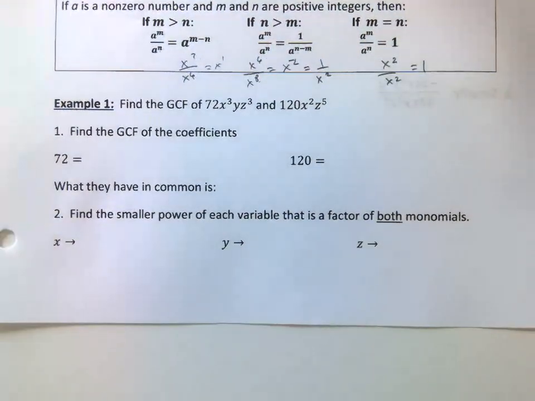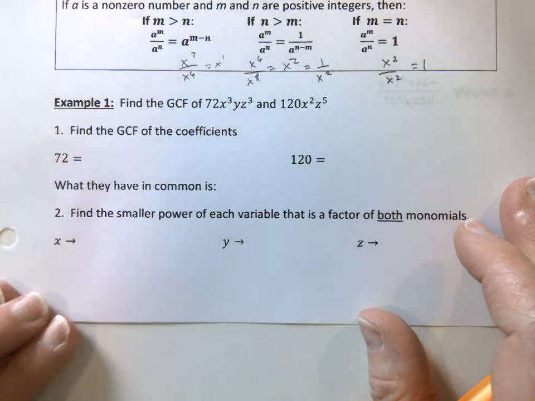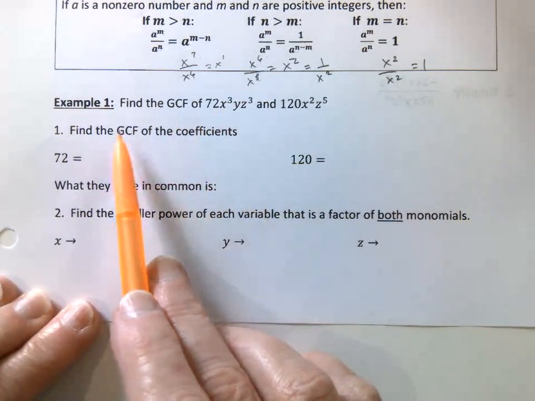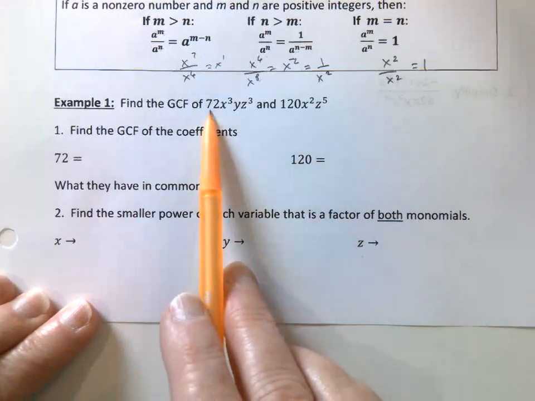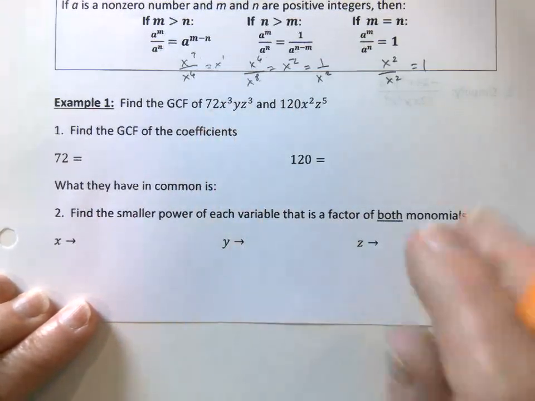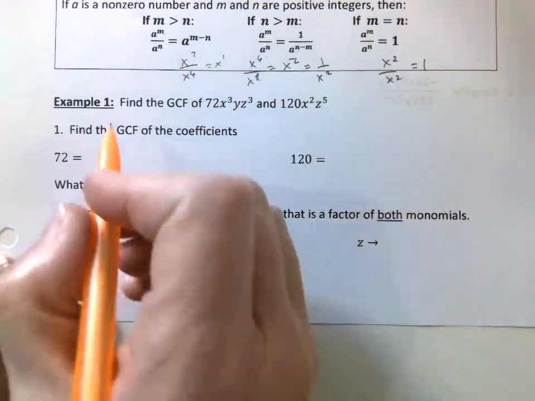All right, so let's look at our first example. It says find the greatest common factor of 72x cubed y z cubed and 120x squared z to the 5th. Okay, so first we find the greatest common factor of the coefficients. This is the hardest part, finding the GCF of these two numbers. So let's start with 72, and I'm just going to write its prime factorization.